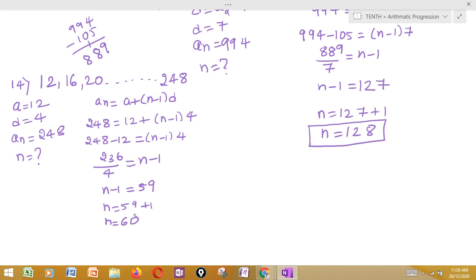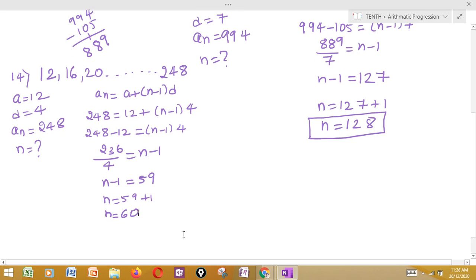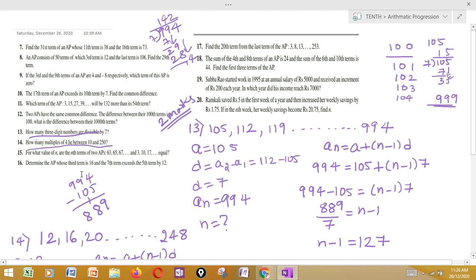Take a as 12, d as 4, and the last term is 248. After you substitute in the formula, you are going to get the answer. Yes, any more doubts? Okay, then read the 15th question.